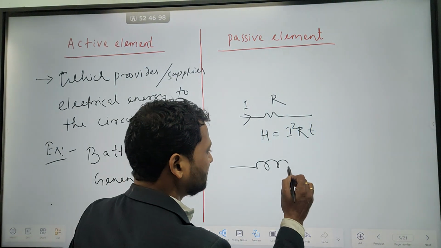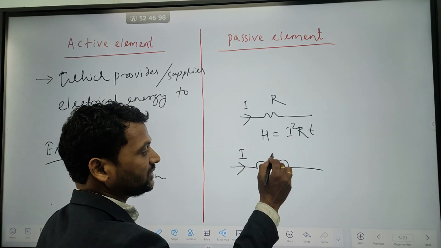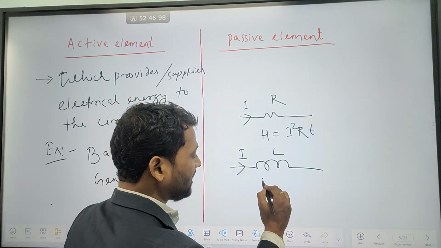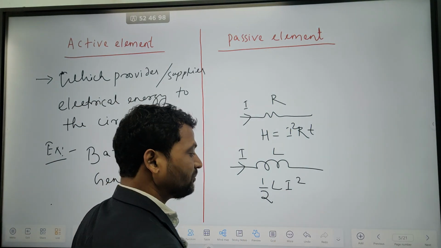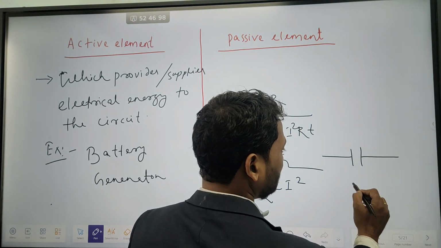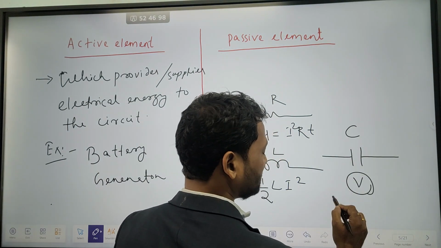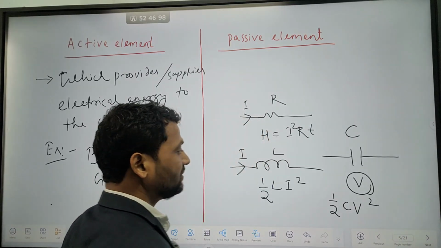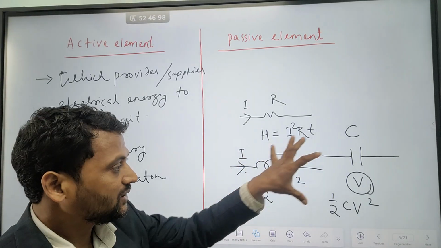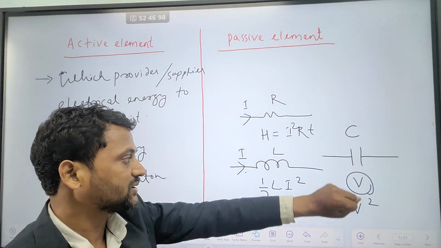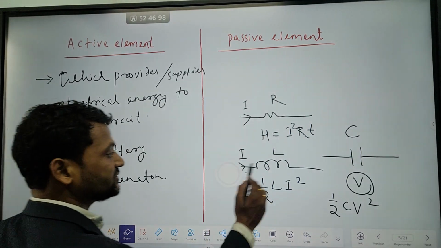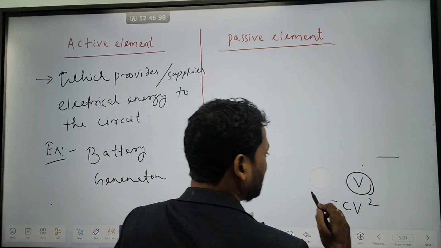For inductor also same thing. Whenever you are providing current to the inductor having inductance L, the energy will be stored in terms of magnetic field. That energy will be half L I square. Understood? Further, we can use that energy as per our requirement. Similarly, for capacitor, whenever you are providing a potential difference to the capacitor, energy will be stored in terms of electric field. मतलब inductor will store the energy in terms of magnetic field and capacitor will store the energy in terms of electric field. So that means the resistor, inductor, capacitor all are passive elements since they consume energy from the source.